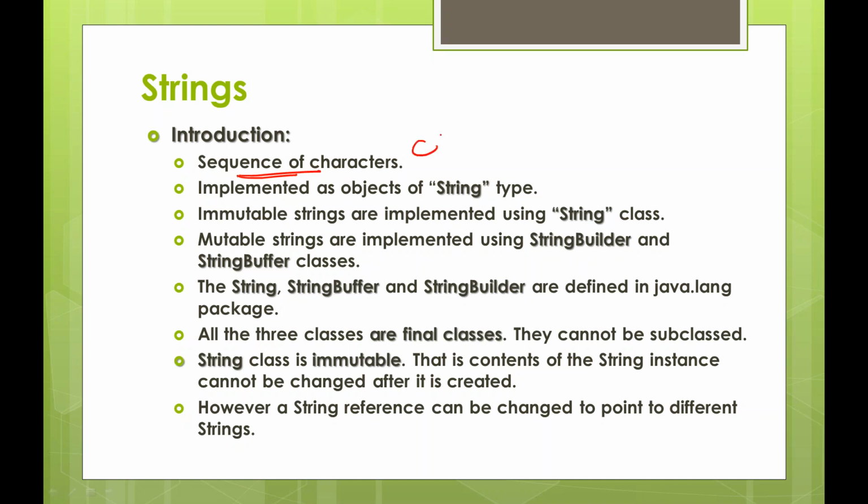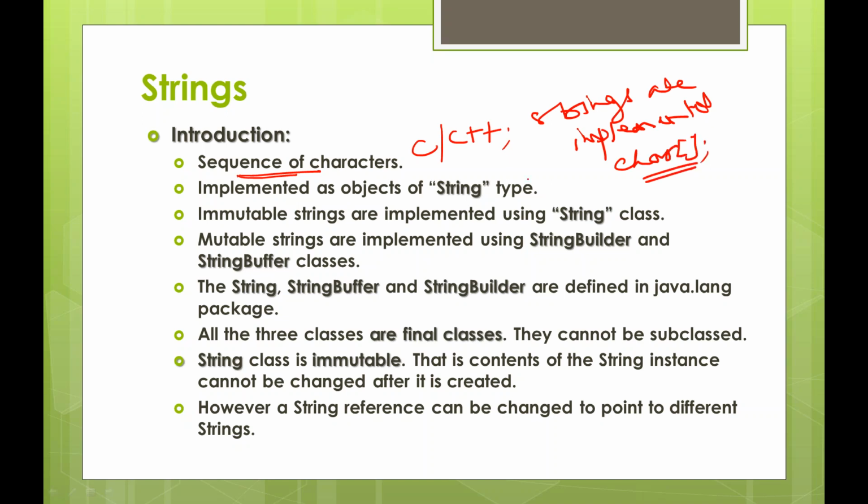In other languages like C or C++, strings are implemented using character arrays. But in Java they are implemented as classes, as string objects. Okay, they are implemented as objects, similar to how arrays are implemented in Java.